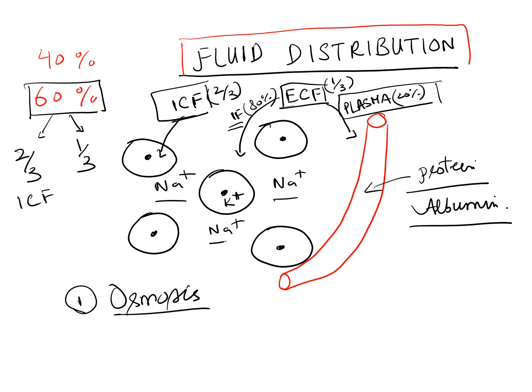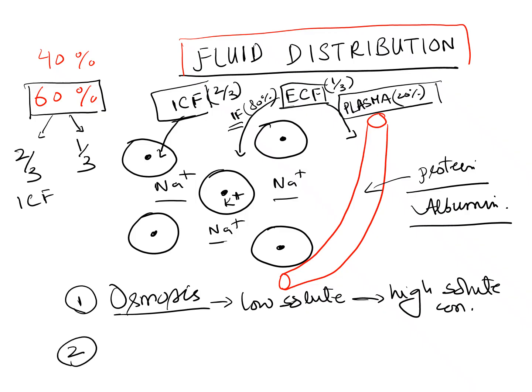Osmosis is a process by which the fluid moves from low solute concentration to high solute concentration. And the second mechanism is change in pressure. So there are different forces which result in the distribution of fluid, or movement of fluid across these membranes. So let's discuss those forces here.